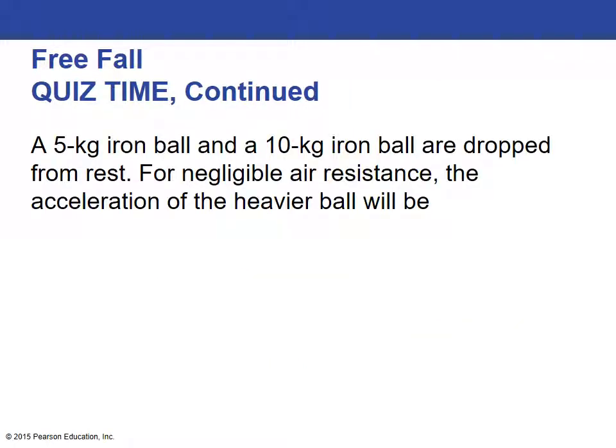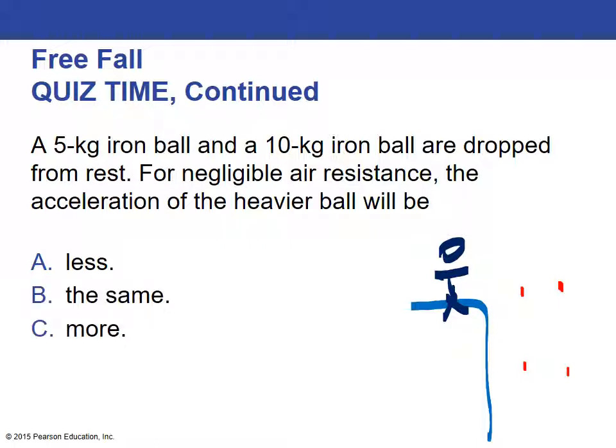Let's look at another one. Let's go back up on our roof, or maybe we're standing on a table, and we're going to drop 2 iron balls. One of them is more massive than the other. And we'll assume negligible air resistance. What's the acceleration of the heavier ball? Is it less? Is it the same? Is it more? Or do we not know enough to answer this question?